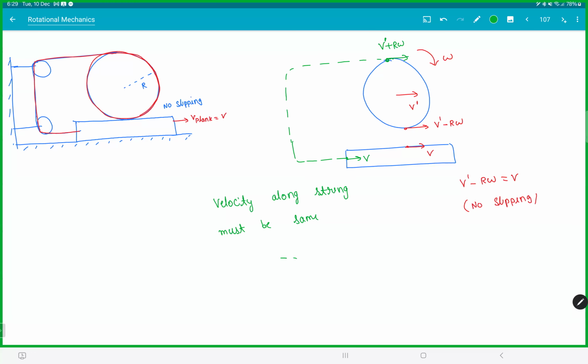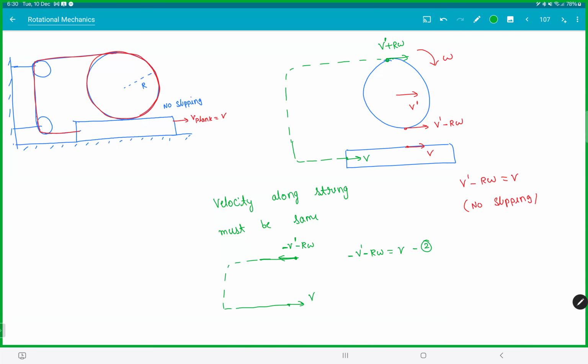So be careful here. Velocity along the string, that means this point is going backward with minus V dash minus R omega, and this should be V. So minus V dash minus R omega is V. That is the meaning of it. Velocity along the string. If this is pushing 1 meter per second, this also should go 1 meter per second along the string, isn't it? The signs have to be taken care of.